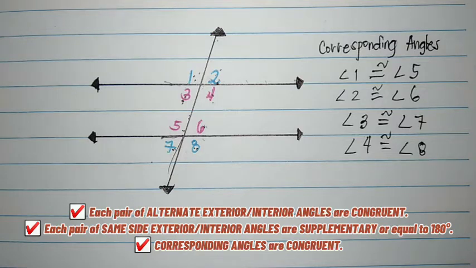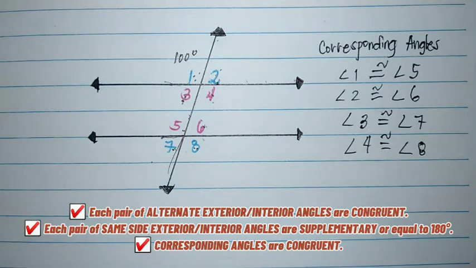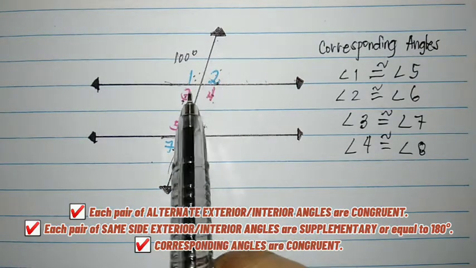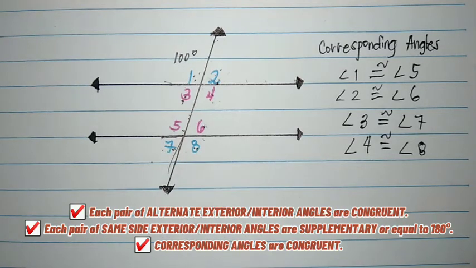Yung mga alternate interior exterior angles natin, remember, they are congruent. While the same side exterior and interior angles, remember, they are supplementary or equal to 180 degree yung dalawang angles. While si corresponding angles naman, they are congruent. Okay? For example, we have angle 1 as 100 degree. Ayan. How are we going to find angle 2, angle 3, angle 4, angle 5, angle 6, angle 7, and angle 8 using those conditions na na-create ni parallel lines cut by a transversal?